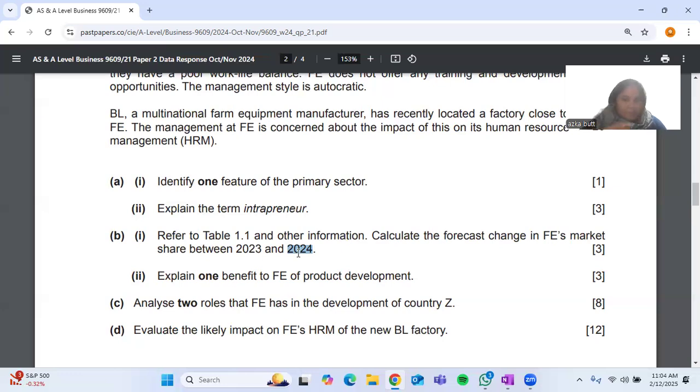In the second part, explain one benefit to FE of product development. Here again, you need to write the benefit, and after that, you should link that benefit to this case study. It means that you have to write the benefit in the business context. So here you will explain your benefit. This will give you 2 marks when you are explaining the benefit, and when you use the information from the case, it will give you another 1 mark. Hence you can achieve the application and the analysis mark. Okay.